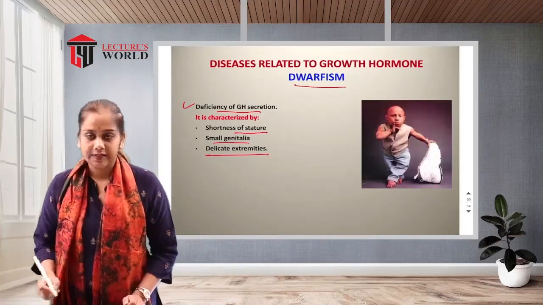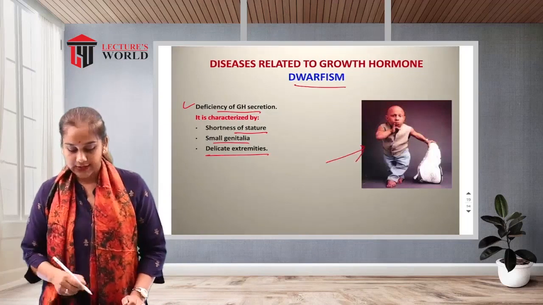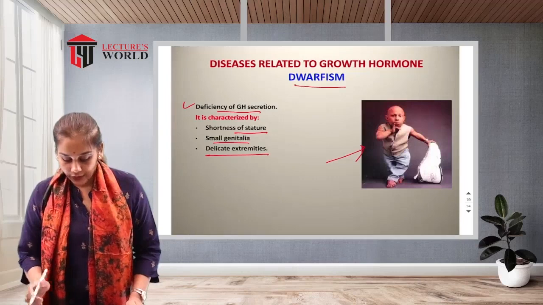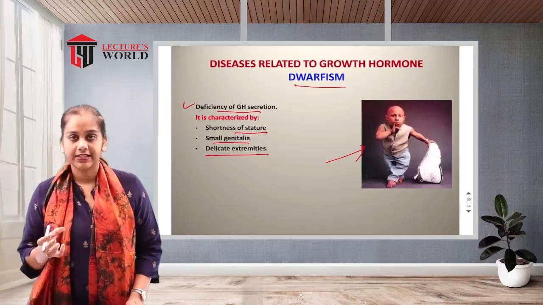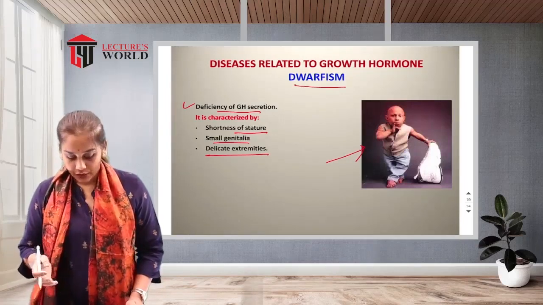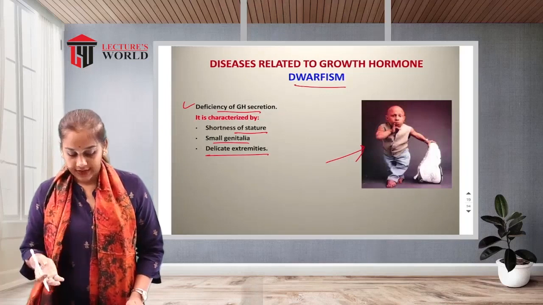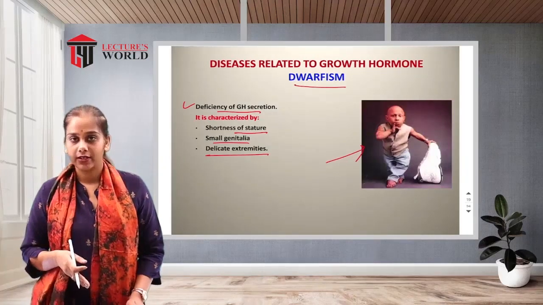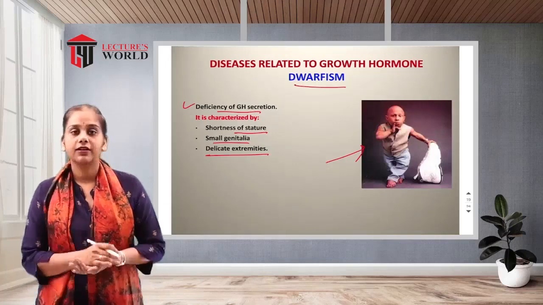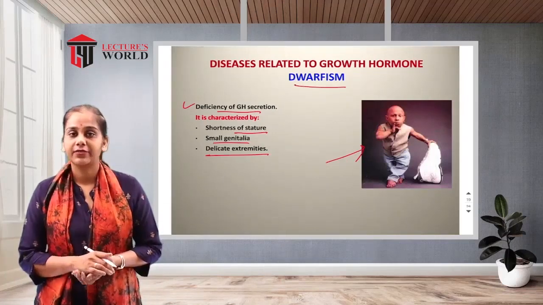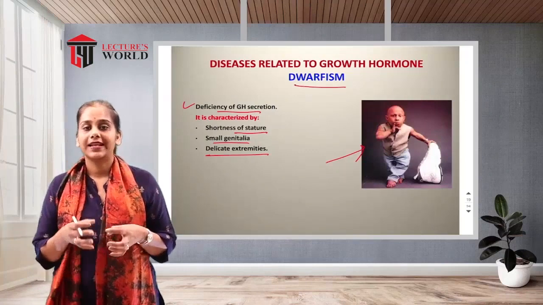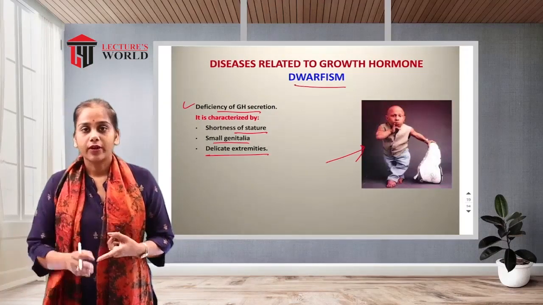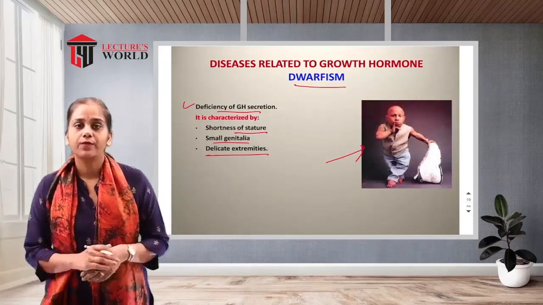and delicate extremities. You can see in the figures, this is the picture of dwarfism. You can see very delicate extremities, hands and feet, small genital organs, as well as shortened height. So these are the clinical features of dwarfism. Why? Because there is less growth hormone, so the organs or the body cannot be developed fully.